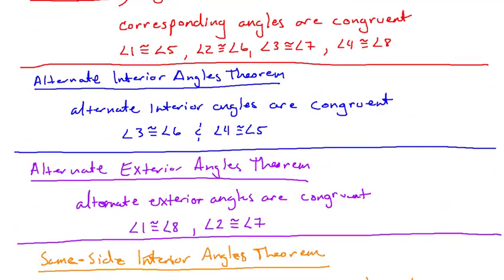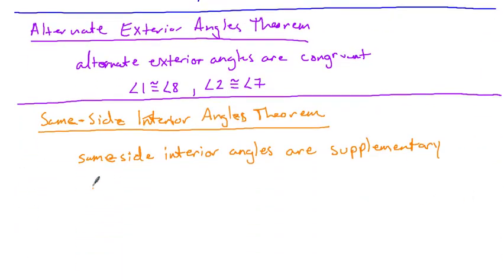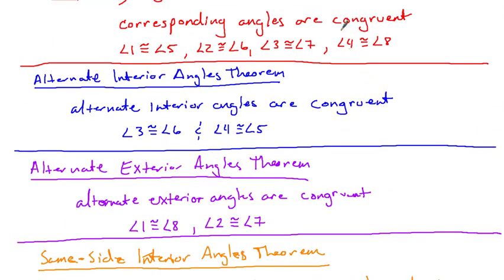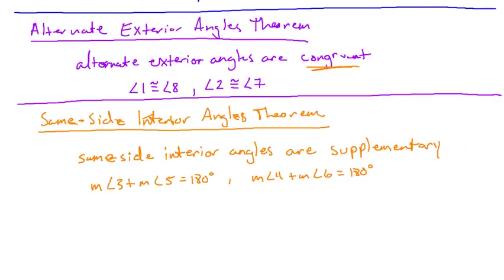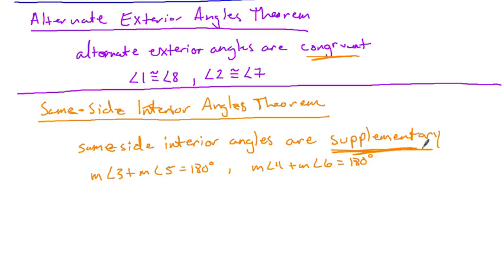So angle 3 and angle 5. So the way we would write that is the measure of angle 3 plus the measure of angle 5 equals 180 degrees. And our other set is the measure of angle 4 plus the measure of angle 6 equals 180 degrees. So be careful. Don't get caught on a test by thinking that everything's congruent, and you don't pay attention to what you're doing, and the answer is supplementary.